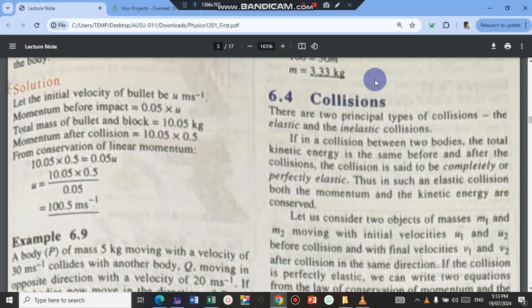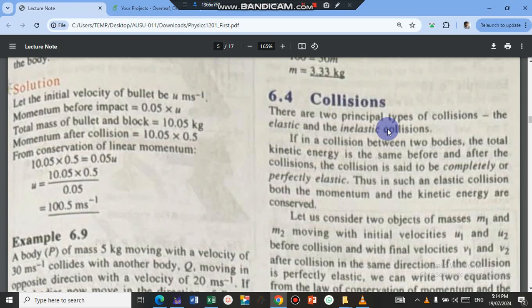In this video, we will explain collision. From the material, there are two types of collision, elastic collision and inelastic collision. For elastic collision, momentum is conserved, kinetic energy is also conserved. For inelastic collision, only momentum is conserved. Kinetic energy is not conserved.